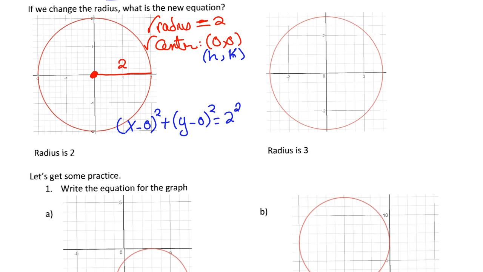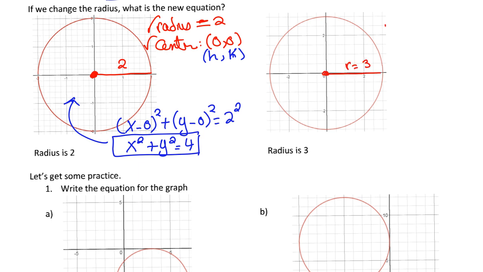x minus 0 squared, x minus 0 is just x, so it would be x squared plus y squared equal to 4. So here's the equation of that circle. We'll move on to the second example here. Now the radius is equal to 3.